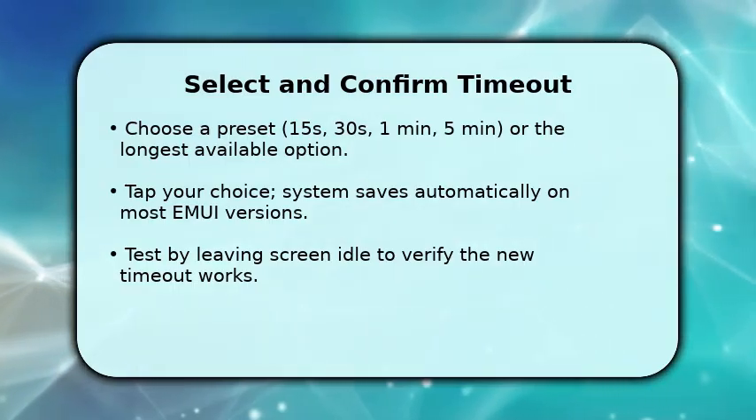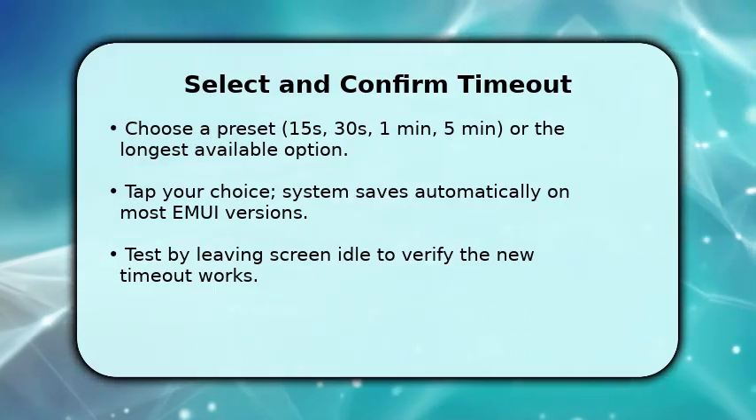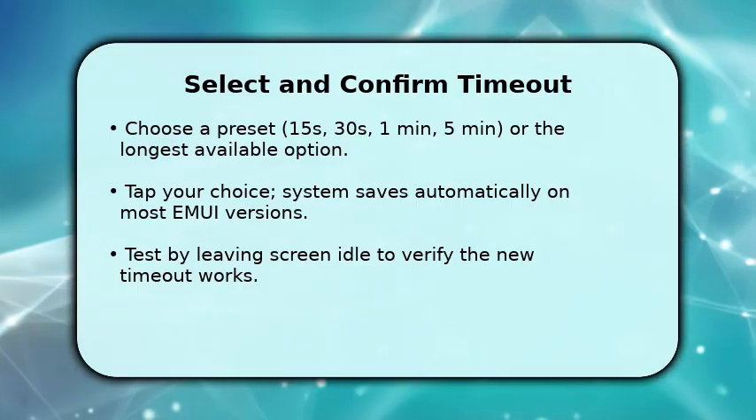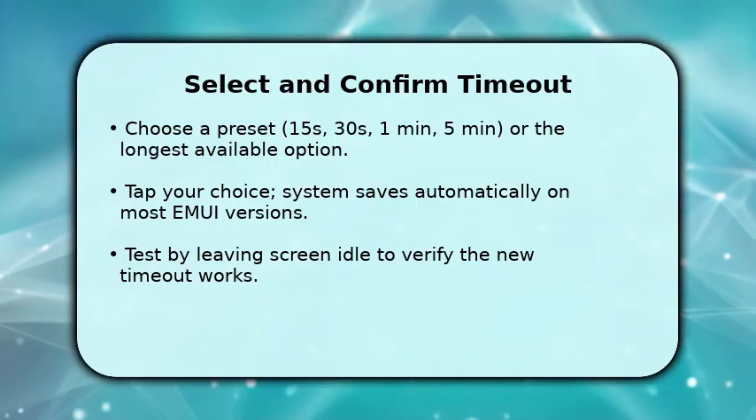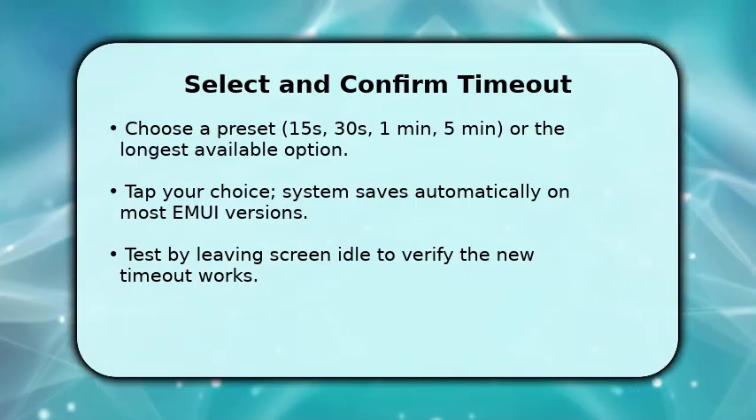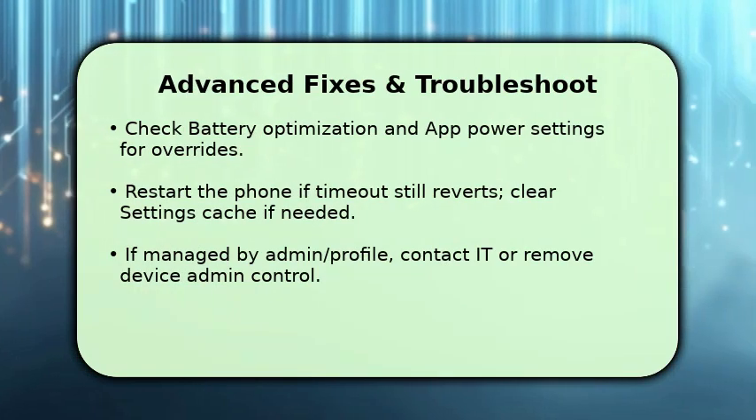Once done, exit Settings and test by leaving the screen idle for slightly longer than your previous timeout to verify behavior. If behavior differs, make sure adaptive brightness or app-specific wake locks aren't preventing the change. To finish, you should verify there are no overriding controls.